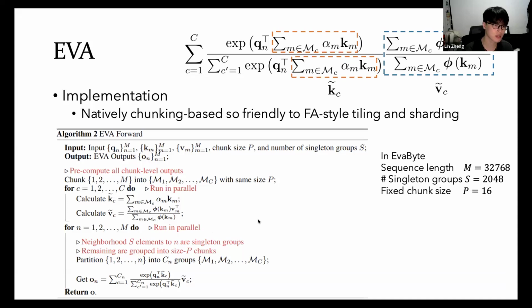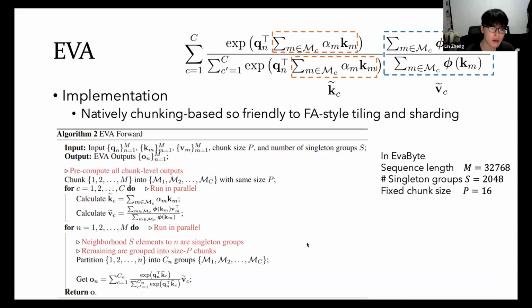So we just pre-calculate the chunk-level outputs and cache them to some proper storage like HBM. After calculating all these quantities in parallel, we calculate the outputs for each query, where each query is also calculated in parallel. So we just fetch the corresponding chunked output to the SRAM and calculate the whole quantity and output. Yeah, so this is the whole algorithm to implement the EVA, which should be pretty straightforward.